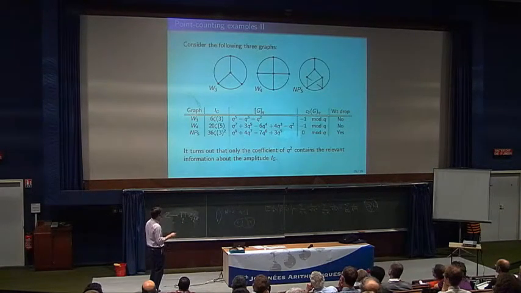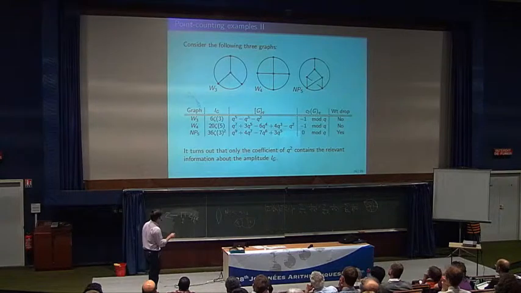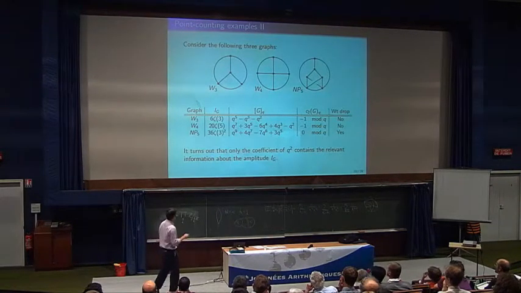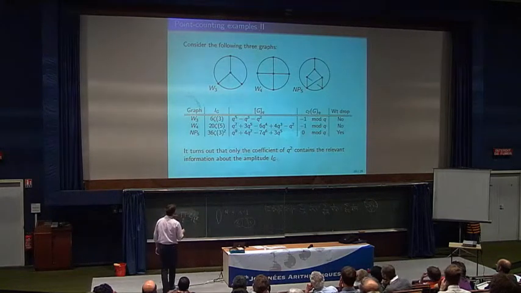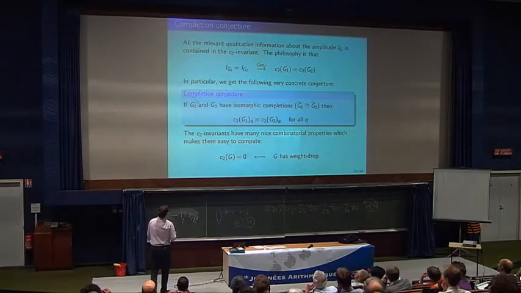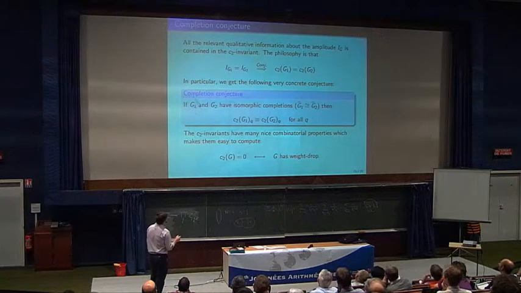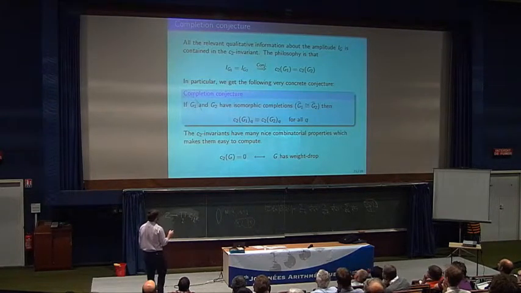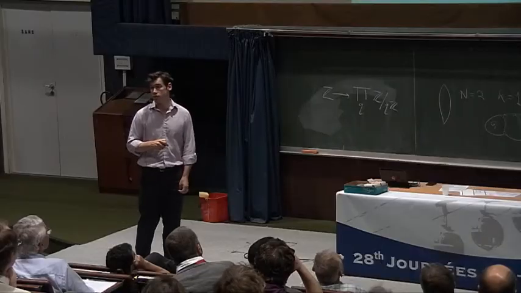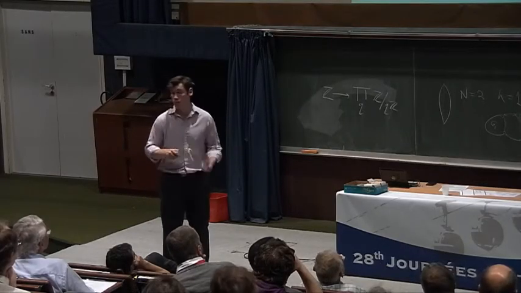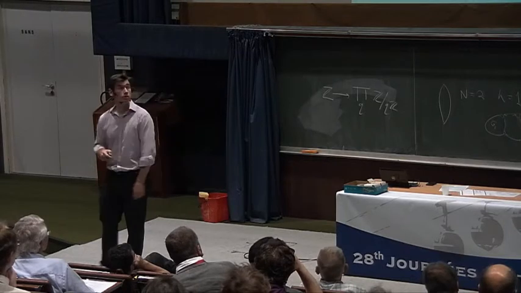And it turns out, in fact, that all these other coefficients in the graph polynomial counting function are complete garbage. They tell us nothing about the integral. All the interesting information is contained in just this part. So we can throw away all the rest. So in fact, the philosophy, and this is a conjecture, is that if we have two graphs whose amplitudes are the same, then we expect the C2 invariants to be the same. So the C2 invariant should be enough to detect when two graphs have different amplitudes.